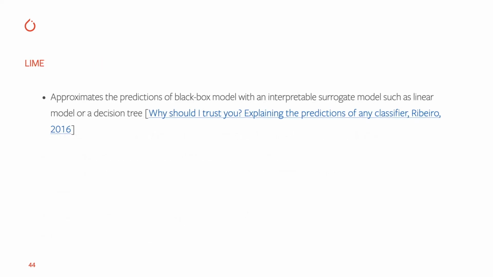Another perturbation-based attribution algorithm that is designed to explain and interpret black box models is LIME. LIME approximates the predictions of a black box model using an interpretable surrogate model such as a linear model or a decision tree. In the next slide, I'll describe the inner workings of LIME.